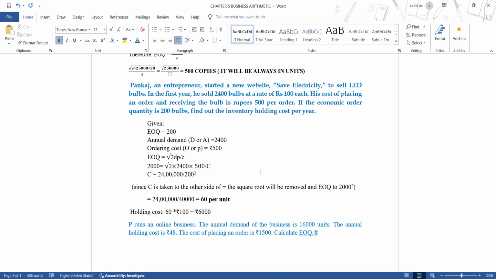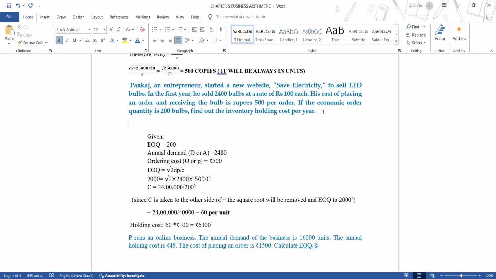In the first year, he sold 2,400 bulbs at the rate of 100 rupees each. The cost of placing an order and receiving the bulb is rupees 500. So, what is that? That is ordering cost. If the economic order quantity is 200 bulbs, find out inventory holding cost.